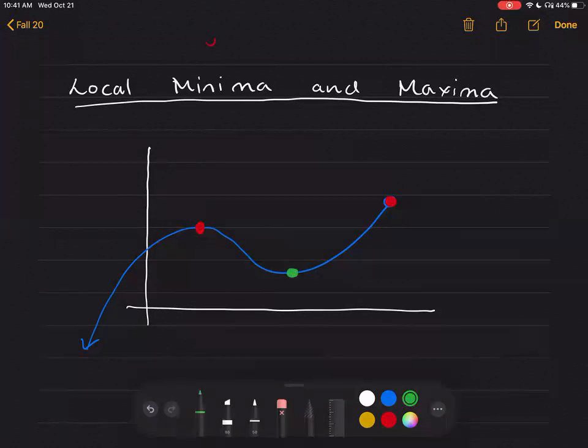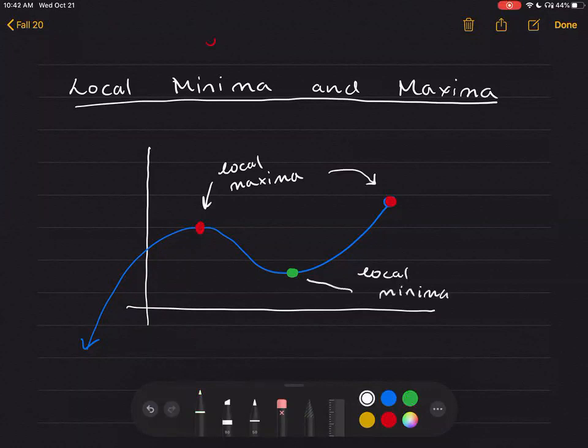You might be thinking, oh, that goes off to infinity. Shouldn't there be a low point over here? And no, because there's no point where it stops getting low. There's no minimum there. So if we label these, this will be a local maxima right here, and then local minima here.